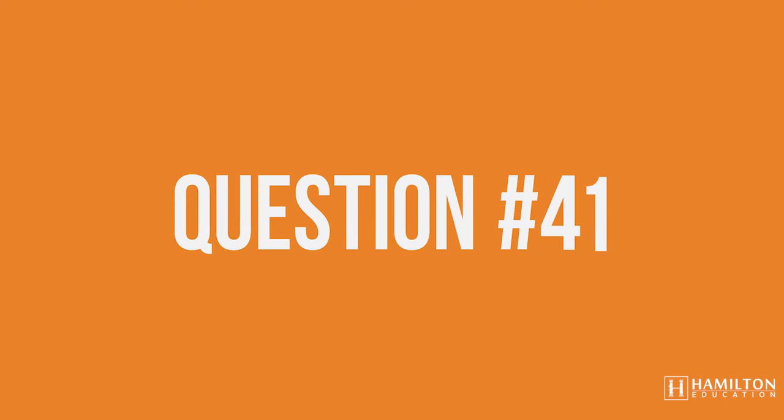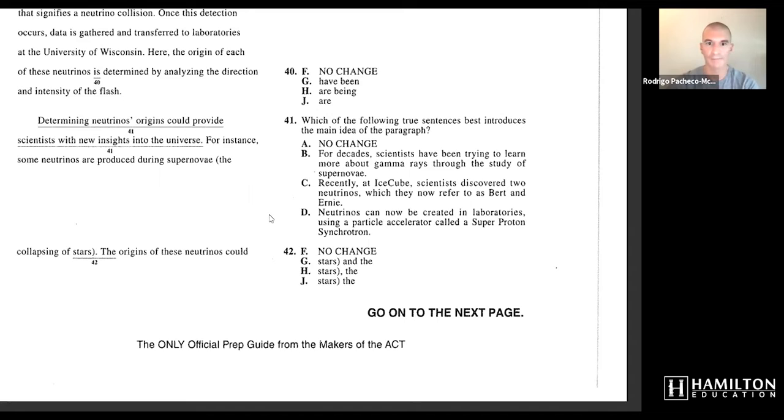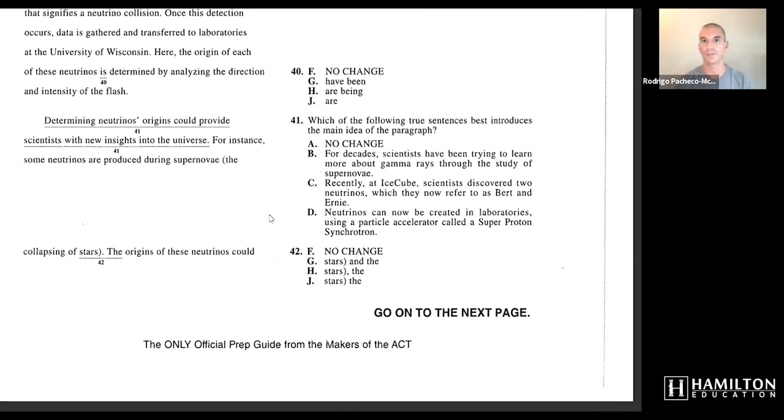Question 41 is a topic sentence question. So we have to select the answer choice that is going to best frame the paragraph. Now, what I recommend doing with these types of questions is reading the paragraph first, identifying the topic, the main idea, the claim, and try to come up with a topic sentence on your own. That might be easier than trying to look at the answer choices first and perhaps trying to make them fit. Okay, so let's read the paragraph together. Then we'll talk about the main idea.